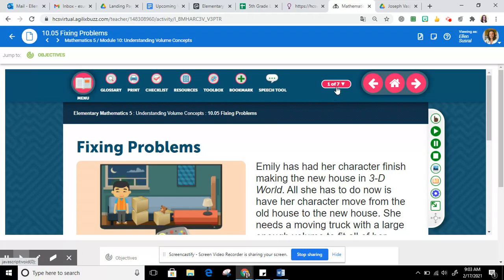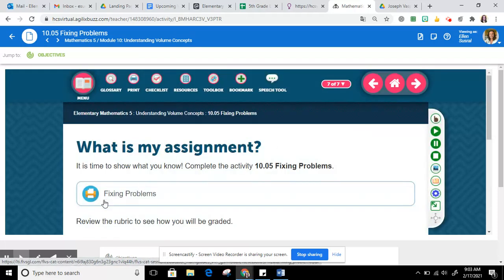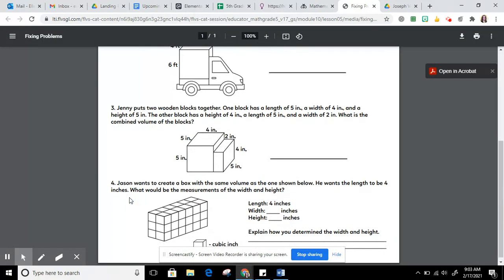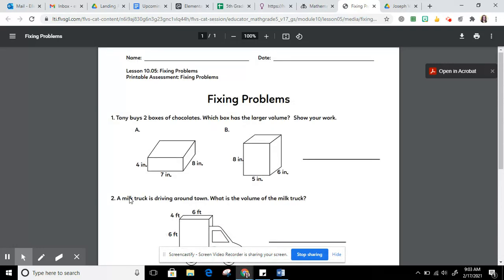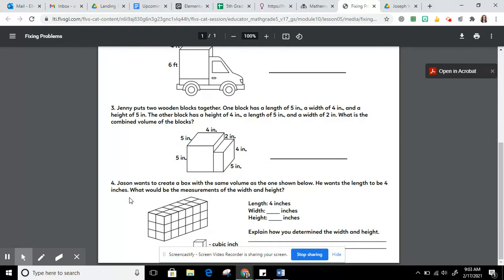This is a 7-page lesson. Make sure you go through all 7 pages, look at the examples, work through the problems, and then on the last page, you'll come to your worksheet assignment, which is called Fixing Problems. You can click on that. And this is a 1-page worksheet with 4 different questions. So we're going to go over a couple of these, and I'll talk through all of them. I'll do a couple for example, and then you'll do some.